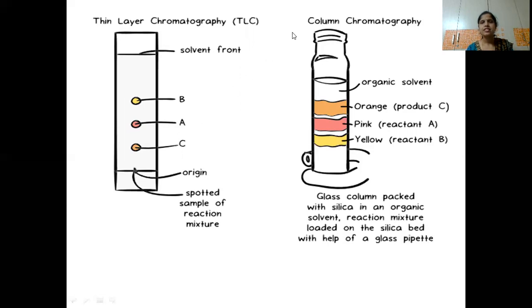Whereas in column chromatography, we load the sample at the top of the column, and then the solvent is run down from the top. When the solvent runs down, as I said, it interacts with the sample, and based on the solubility of the components in the mobile phase, the separation takes place.